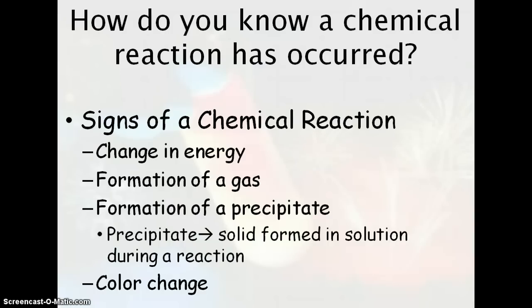All right, how do we know that a chemical reaction has occurred? Well, just like in that lab, we look for signs that a chemical reaction can occur. These would be a change in energy, so sound, heat, light, formation of a gas, formation of a precipitant, which is a solid that is formed in solution during a reaction, or a change in color. Now, the only way to actually confirm a chemical reaction would be at the microscopic level where we could actually see that the atoms have rearranged. But in the absence of that, these things are the next best indicator that a chemical reaction has occurred.